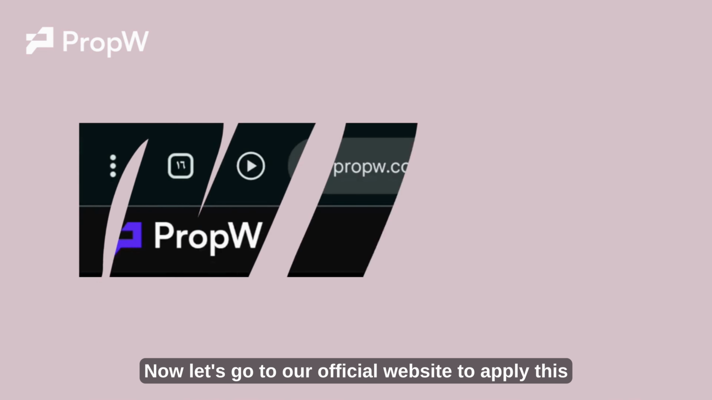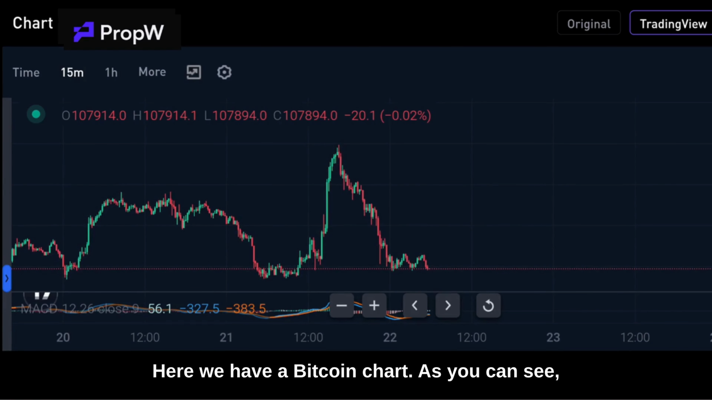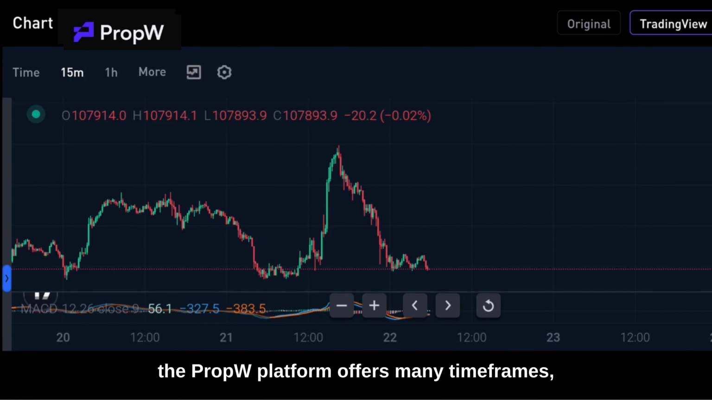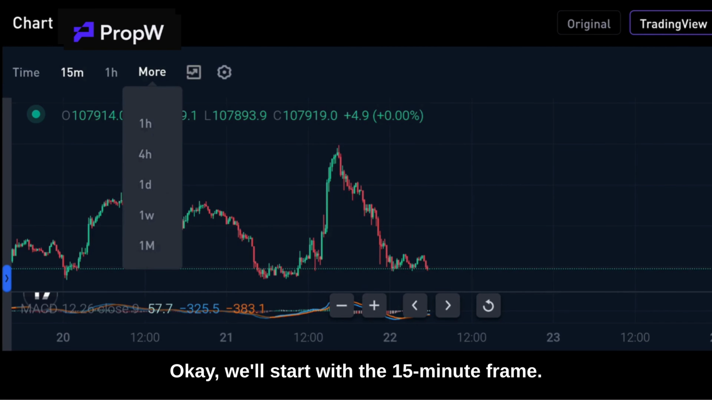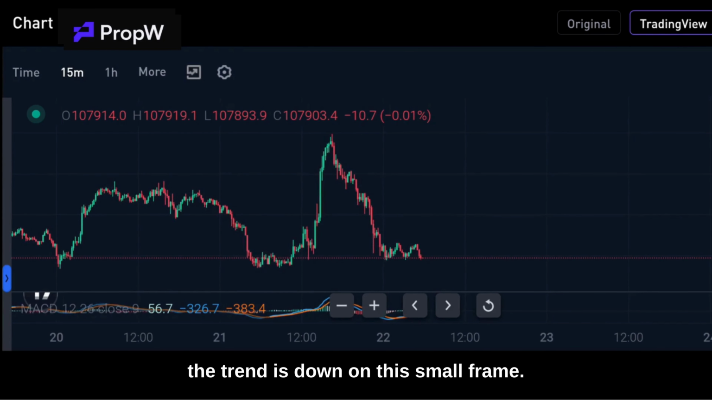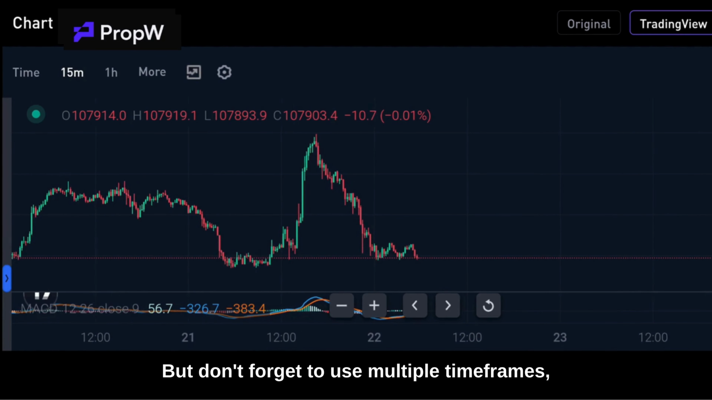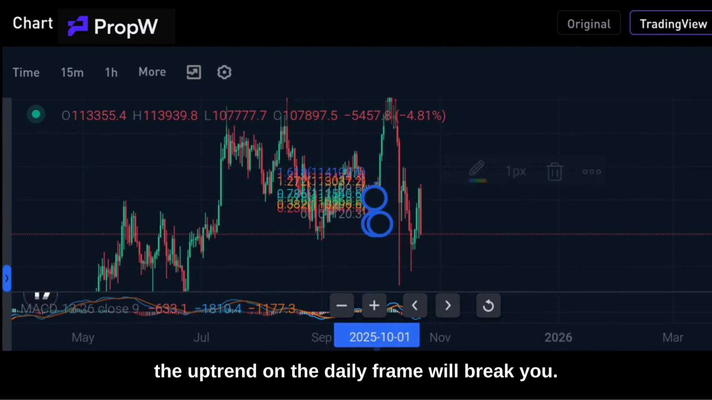Now let's go to our official website to apply this information to the chart. Here we have a Bitcoin chart. As you can see, the PropW platform offers many timeframes, which can be accessed by clicking on the word More. Okay, we'll start with the 15-minute frame. As we can see here, the trend is down on this small frame. But don't forget to use multiple timeframes, because if you open a short trade here, the uptrend on the daily frame will break you.